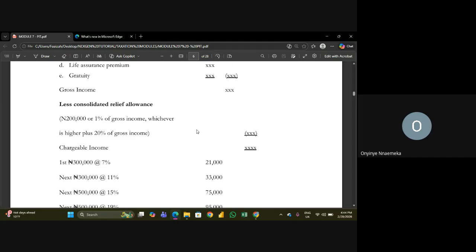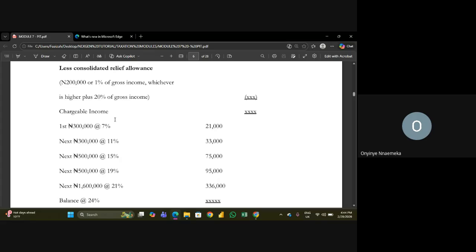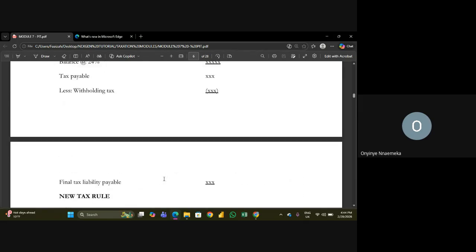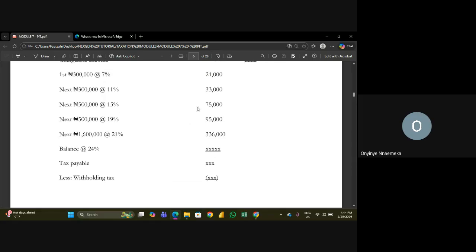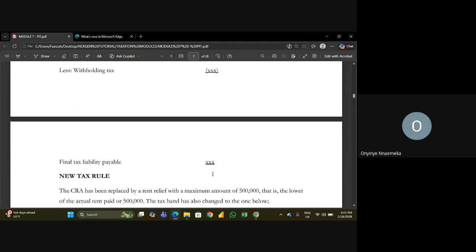So when you remove your CRA, whatever you get is going to be your what? Chargeable income. Then you are going to apply the tax band. This is what we know as the tax band. The first 300,000 at 7%, next at 11%, next 500 till you get here, right? So if after you have deducted all of this from this chargeable income and the money still remains, the remaining balance will be at what? 24%. Then you add up all of these figures that are here to get your tax liability. If you have paid any withholding tax on your earned income, you are going to less it. So the remaining money will be your final tax liability payable.